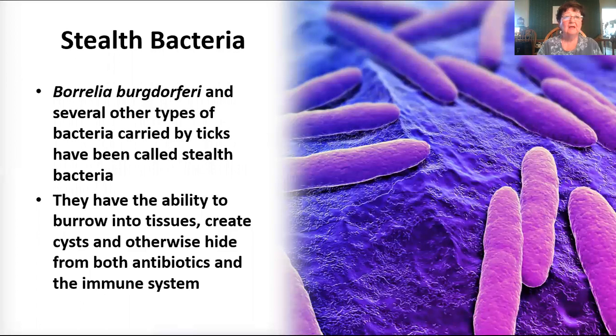But some people who get Lyme disease don't remember having this tick bite, and that can be a problem. So it's considered a stealth bacteria, which means, of course, that it is really smart and knows how to hide. This Borrelia burgdorferi, and there are other types of bacteria carried by ticks, have been called stealth bacteria. They have the ability to burrow into tissues, create cysts, and otherwise hide from both antibiotics and the immune system.